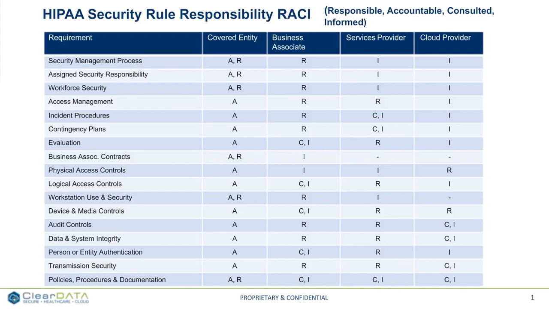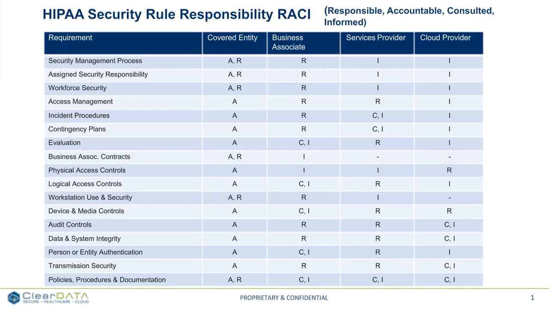Incident procedures, for example, maybe the covered entity is still responsible or still accountable for an incident procedure. The business associate is certainly looped into that, and the service provider would be consulted and informed in that. Now again, your interpretation may be different, and given 1,000 different scenarios, you could have 1,000 different types of RACIs. But this is really a chart that we use quite a bit to help delineate who's responsible for what.